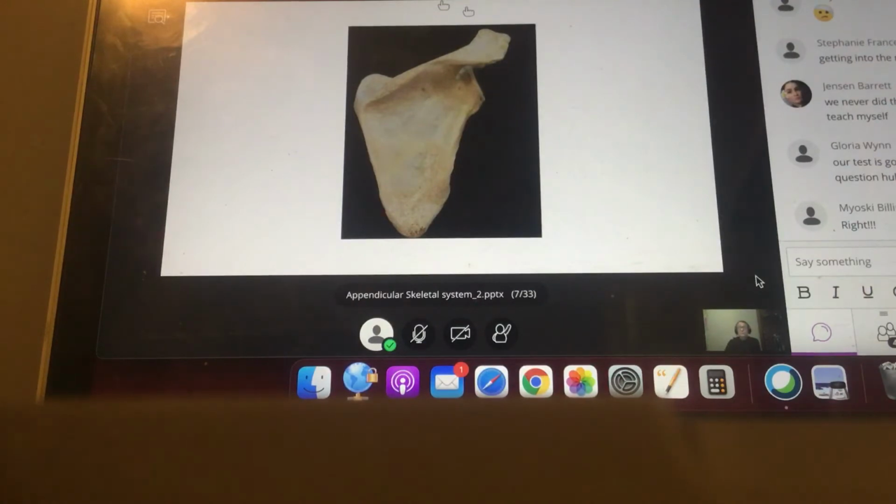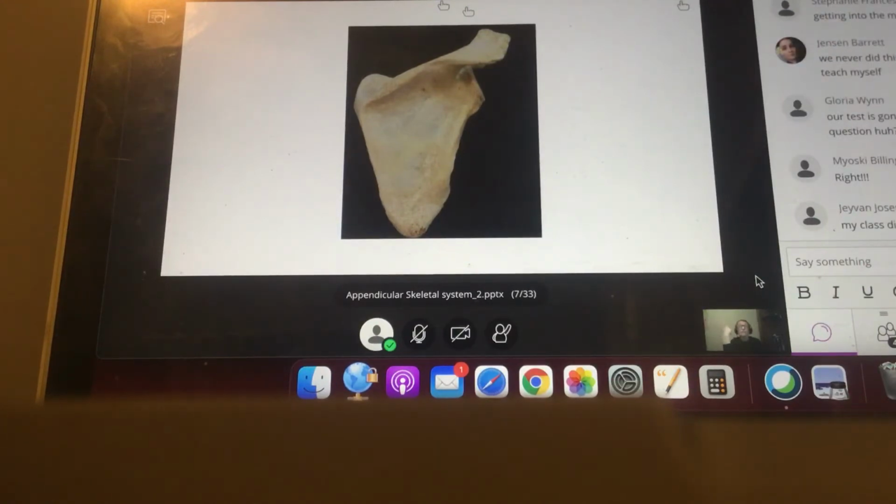So this is the scapula, okay? Our test is going to be mostly everything, right? Well, no, I take that back. There's going to be a lot of bones, yes, because page 75 is a bunch of bones. But you've got to know it all, right?